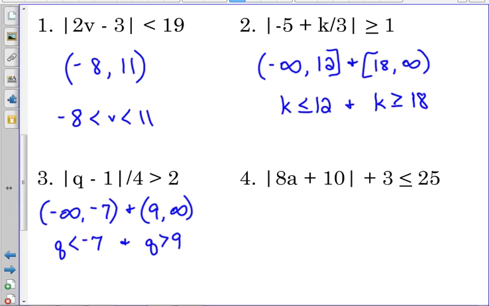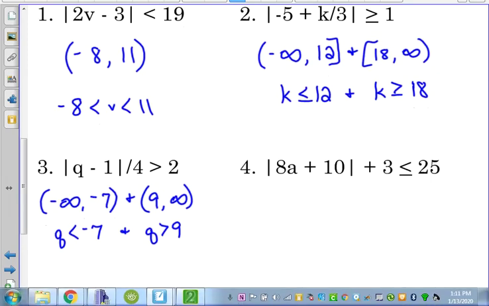Same thing would happen if I picked positive 10. 10 minus 1 is 9. Absolute value is 9. 9 divided by 4. I don't have the exact decimal for it, but I know that it's greater than 2. Okay? So that's what these statements are actually saying. All right, a couple more.